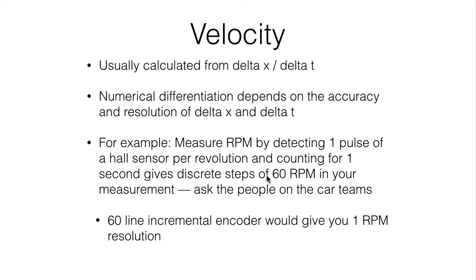But the more counts you have per revolution, the better your RPM measurement is going to be. If we had a 60-line incremental encoder, that would give me 60 pulses for each revolution, and that would get me a 1 RPM resolution on the average speed at which my engine was rotating over the course of a second. Doesn't give me so much in the way of instantaneous speed, though. For that, I would need to detect the time between two pulses and then do the calculation from there. But the idea is the same throughout most of our velocity measurements, whether rotational or linear: usually calculating from a change in position divided by a change in time.